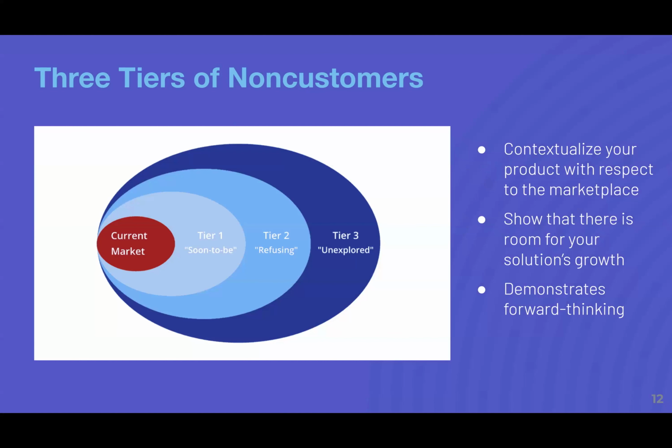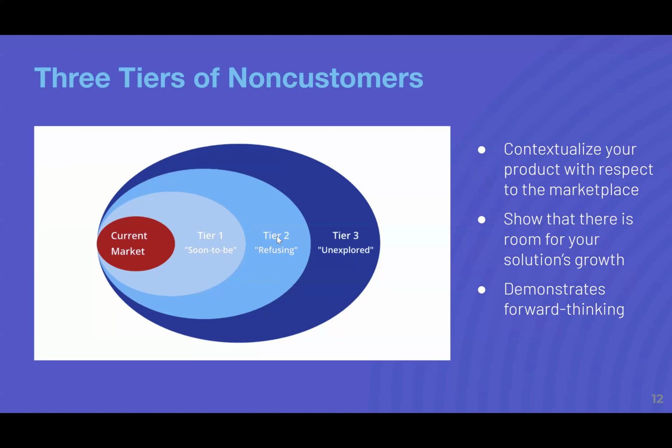All right, so 3 tiers of non-customers. This is a great way to contextualize that market space and also show that you're in line with the Blue Ocean sort of strategy. So what this can do is first in this small red tier, you have your current market, and so this is what's actually there. This one is tier 1, which is soon to be. So maybe if you're having a kids sneaker company, maybe teen sneakers or your soon to be customers. Tier 2 would be refusing. So maybe this is like older men who don't want to buy small kids sneakers.